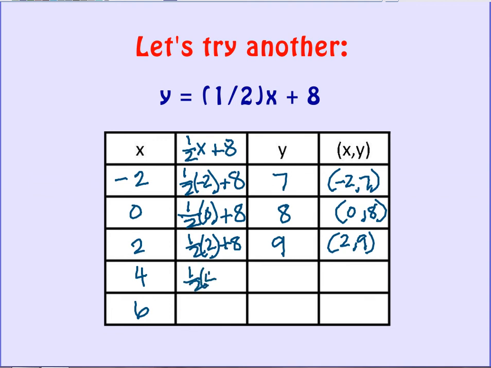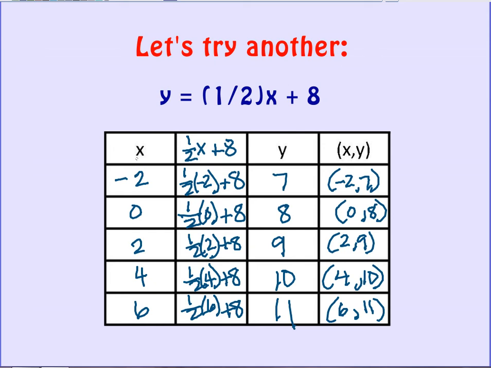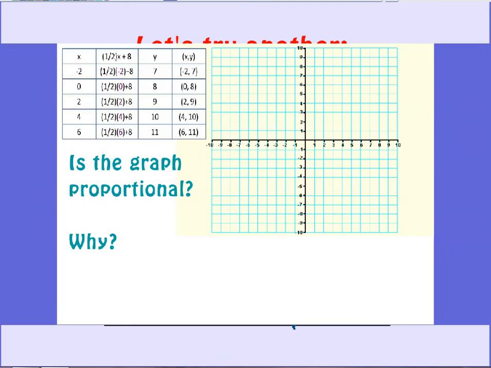Half of 4 is 2. 2 plus 8 is 10. So my next point would be 4, 10. What am I going to get if I take half of 6 and add that number to 8? 11. So our last point in this table is going to be 6, 11. Notice how my x values, I chose to have them go up by 2 each time. And what happened to our y values? They only went up by 1. Let's see what happens when we put that on a graph.